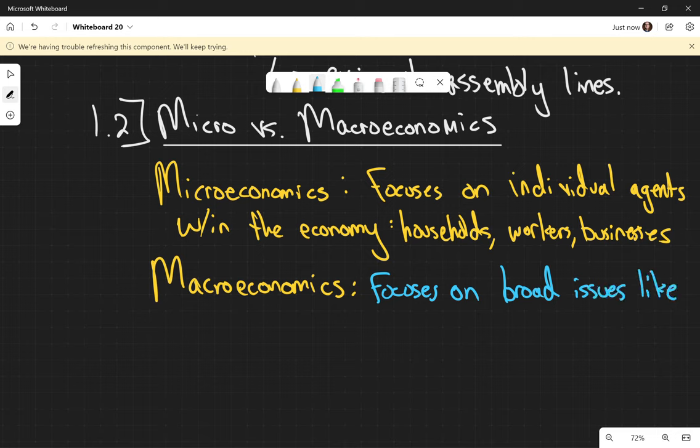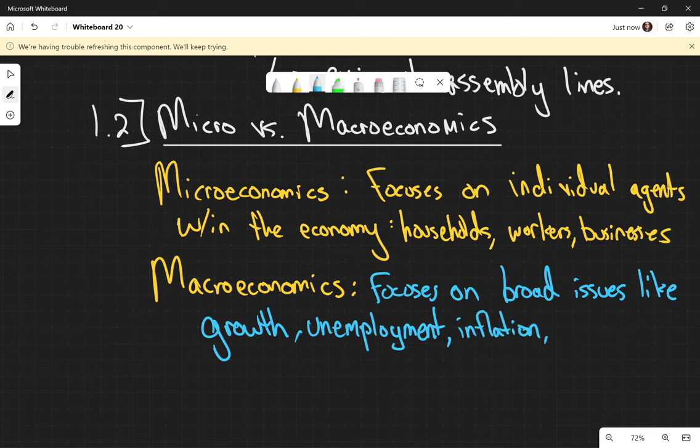like growth. So how much are we increasing the amount of things that we're producing? Unemployment or employment. How many people are not only out of a job but actively looking for a job? Inflation, what's going on with the general price level? Is it increasing or decreasing or staying the same? And lastly, trade balance. Well, also government trade balance, and you could think about the budget balance as well.